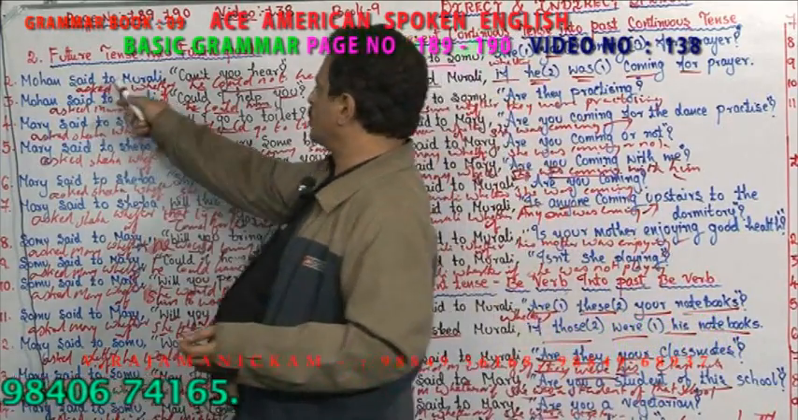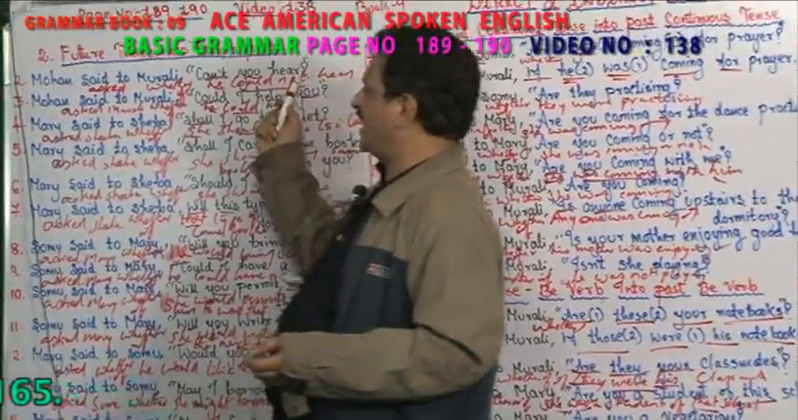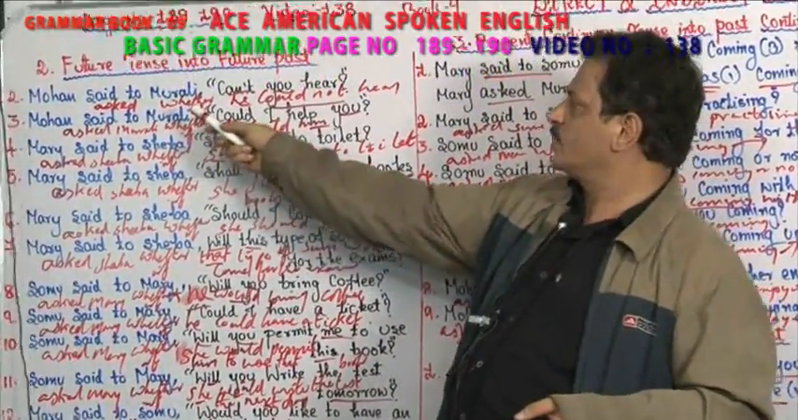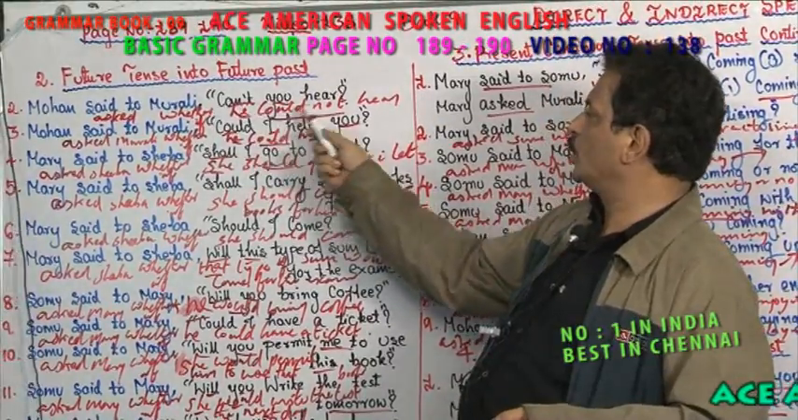Sorry. Inge Mohan said to Murli, can't you hear? Unnala kekka mudiyavillaya. Inge connection word whether or if. So Mohan asked Murli whether he could not hear.